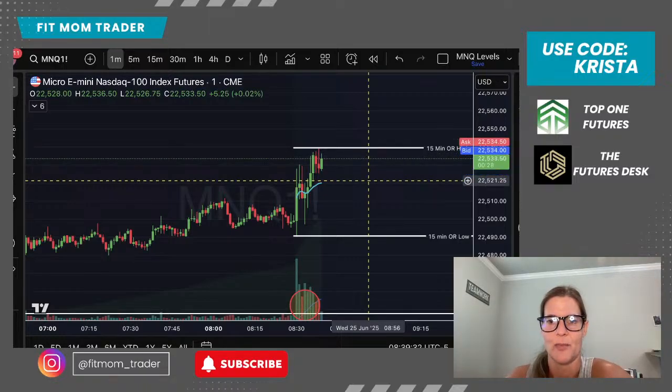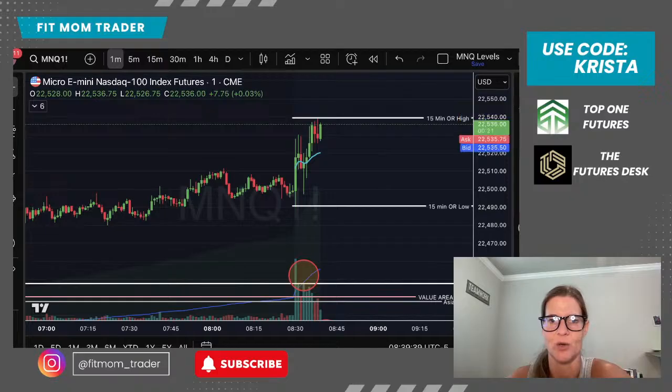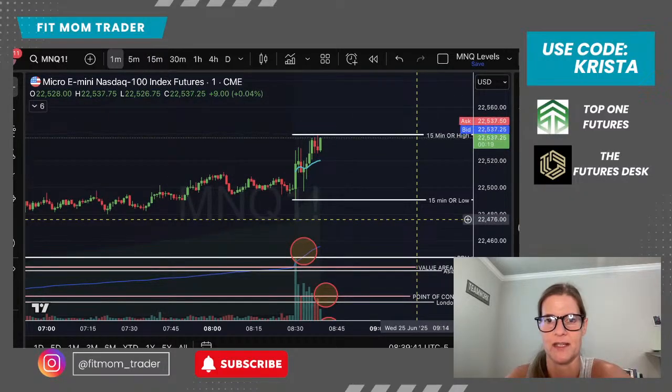So far, the chop isn't as bad as yesterday, but I feel like the momentum is definitely slower, and it could be because Pal is speaking in about 20 minutes.